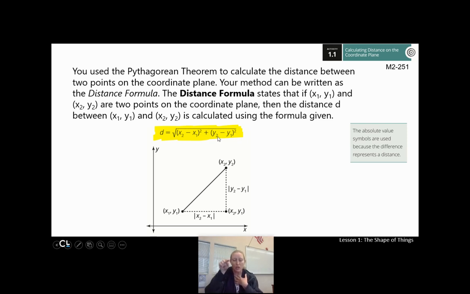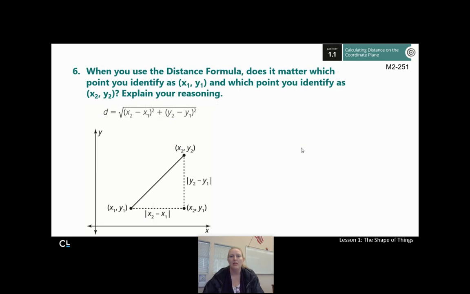So instead of counting on a graph, you can just subtract the x coordinates to figure out that horizontal distance, and you can subtract your y coordinates to figure out that vertical distance. And then it's the Pythagorean theorem. Square them, add them, and then do the square root. This is the distance formula. It is magical. It is amazing.